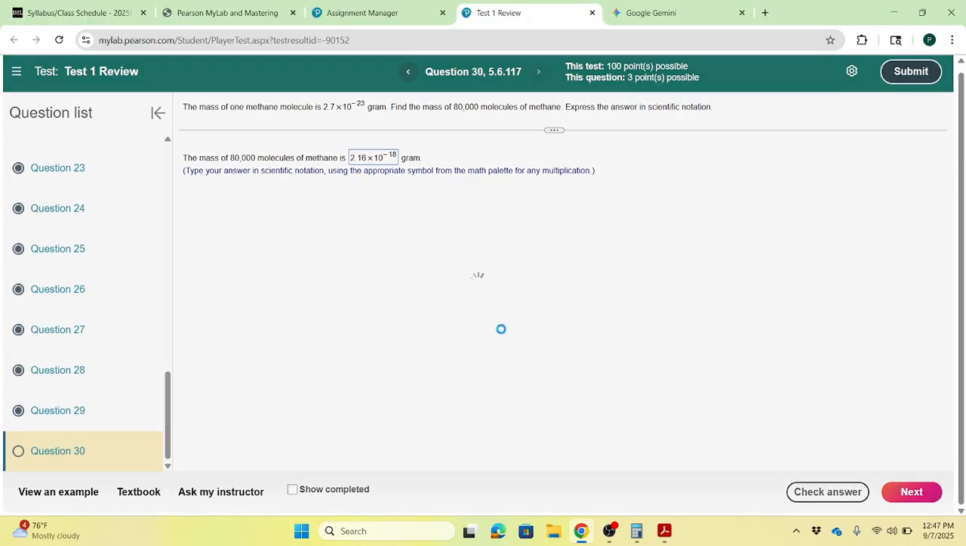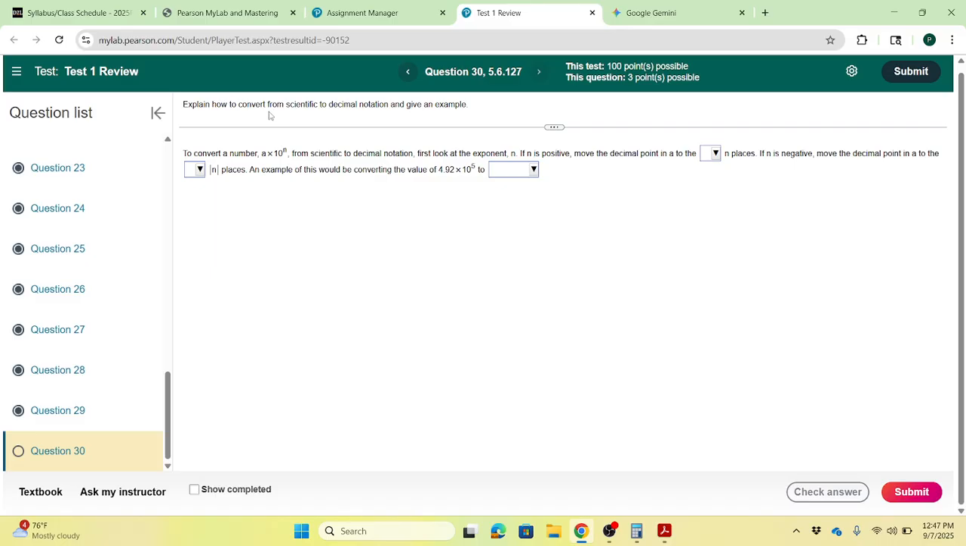Okay, let's go to the next problem. Explain how to convert from scientific to decimal notation and give an example. To convert a number a times 10 to the power n from scientific to decimal, first look at the exponent n. If n is positive, move the decimal point in a to the right n places. If n is negative, move the decimal point in a to the left. Sorry, I got that mixed up: positive is right and negative is left.